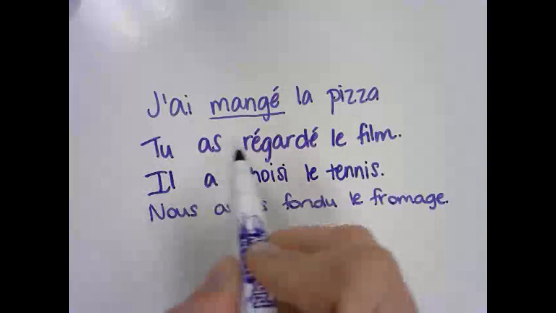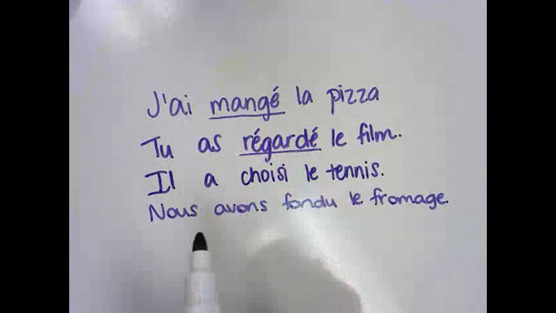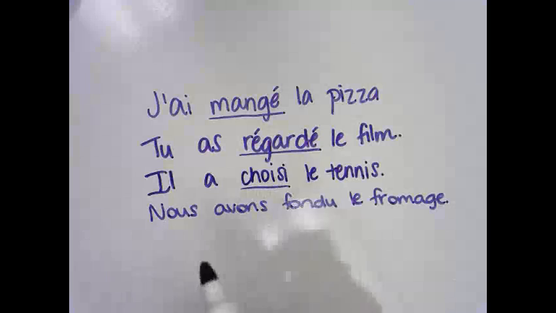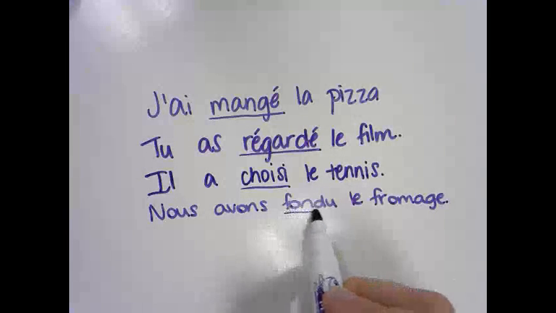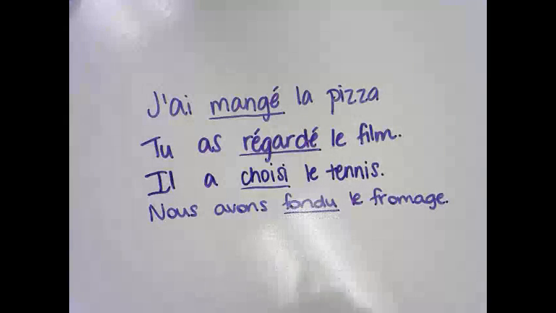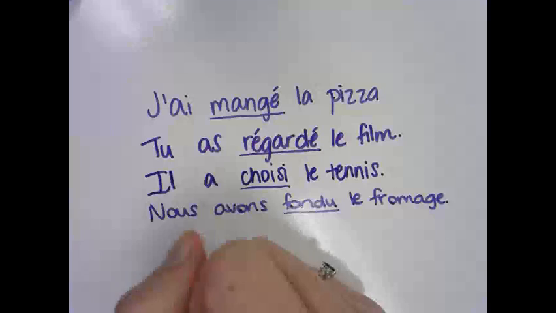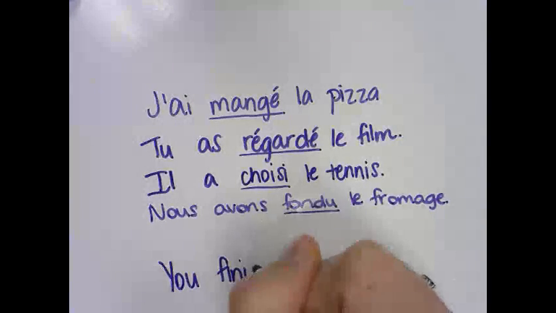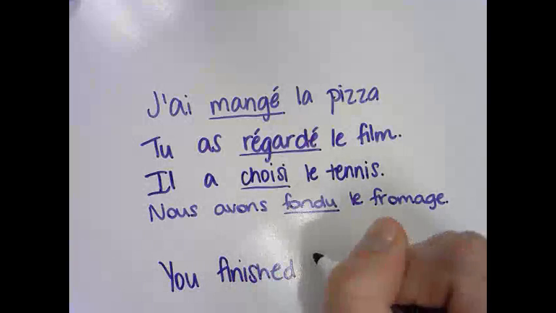The second one, tu as regardé le film. Again, this tells you what happened. Il a choisi le tennis. Or, nous avons fondu le fromage. So in those 4 sentences, what do you think each of those mean? And then I'm going to have you try and put a sentence together on your own. So in this sentence, you finished the test.